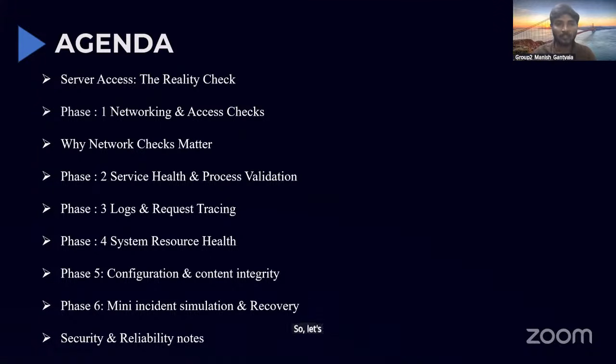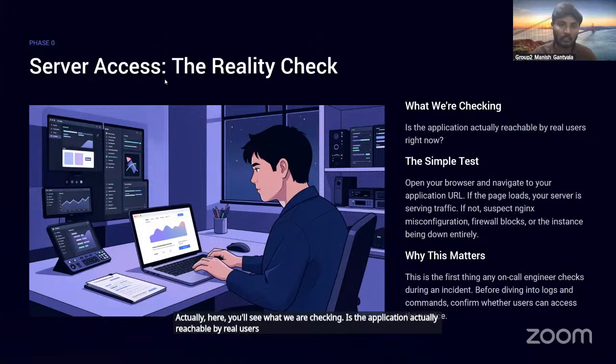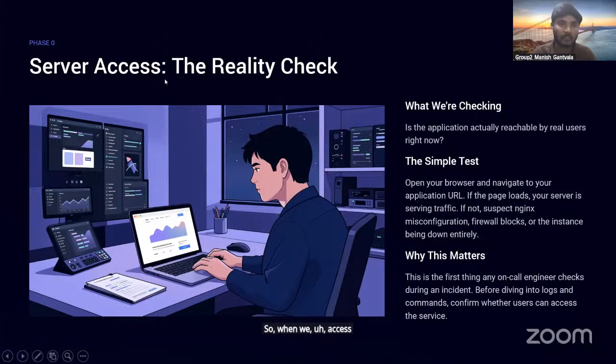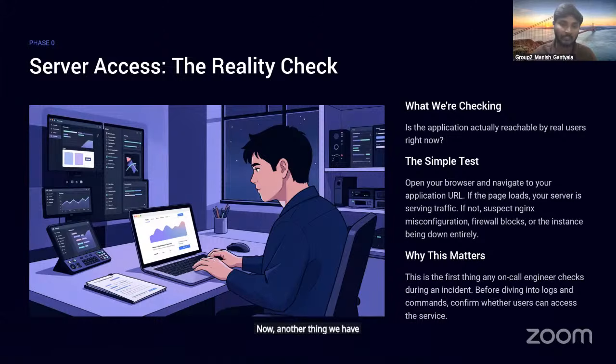So let's come to server access. What are we actually checking here? Is the application actually reachable by real users or not? When we access it in the web browser publicly, is it really accessible by real users? Not only that if I deploy the application, I can access it. That's fine, but the thing we have to check is whether it is really accessible by real users. That is what we have to check after deployment in production.